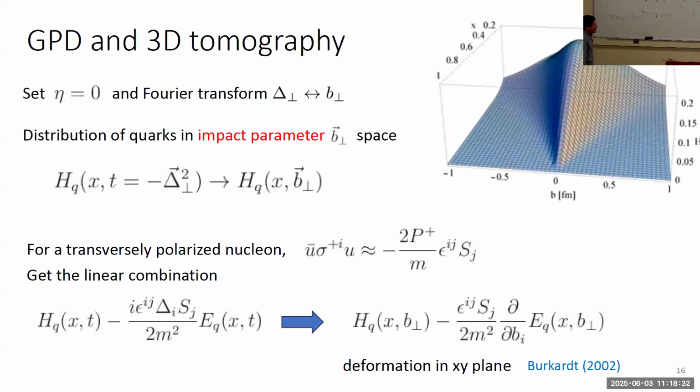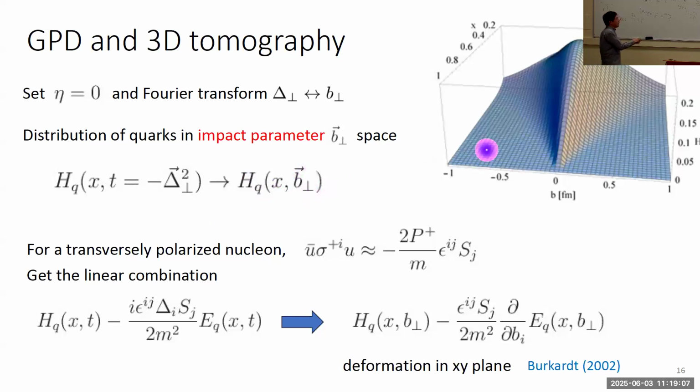All right, the good thing about this GPD is that it gives you an intuitive picture of how the partons are distributed in the impact parameter space. To see that, set skewness equal to 0, and then the GPD depends on the transverse components of delta, the momentum transfer. You do the two-dimensional Fourier transform to go to the impact parameter space b. So you start from the GPD in momentum space and go to the parton distribution function in coordinate space.